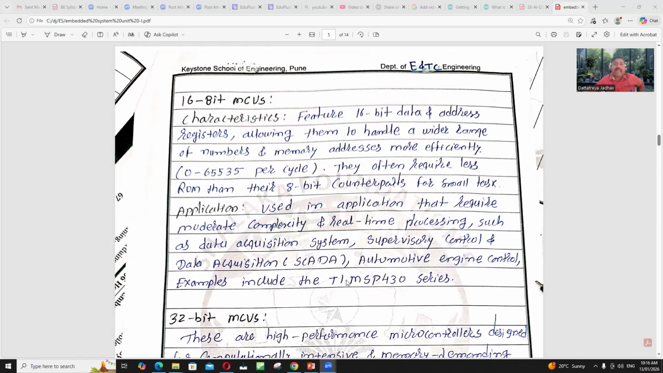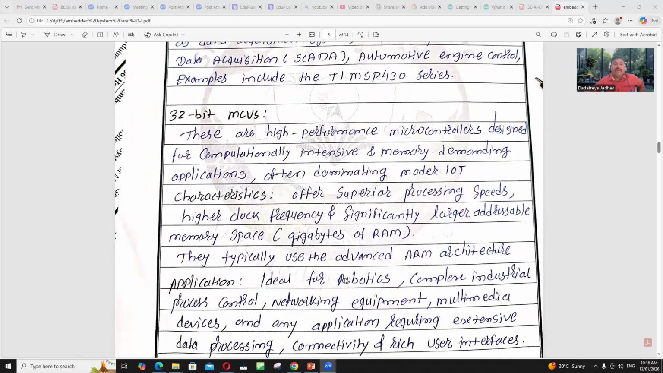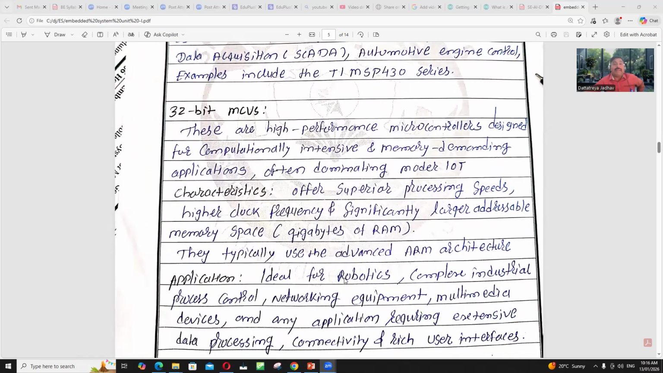So because of the large data bits, it has a higher speed of execution and more peripherals, because the internal transactions between the CPU and input output devices will be large, and the number of data executed by a CPU in a single cycle is more. So it can handle more complexity. Last is the 32-bit microcontroller.